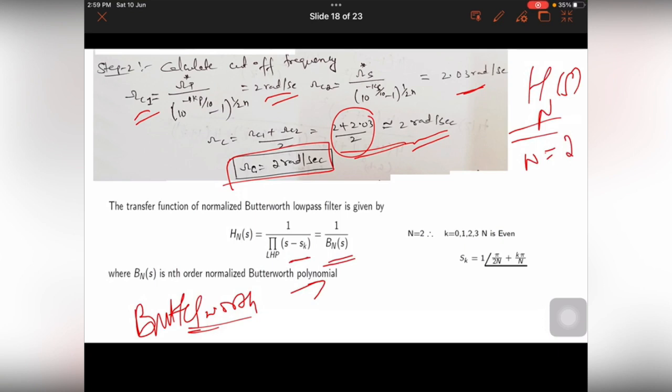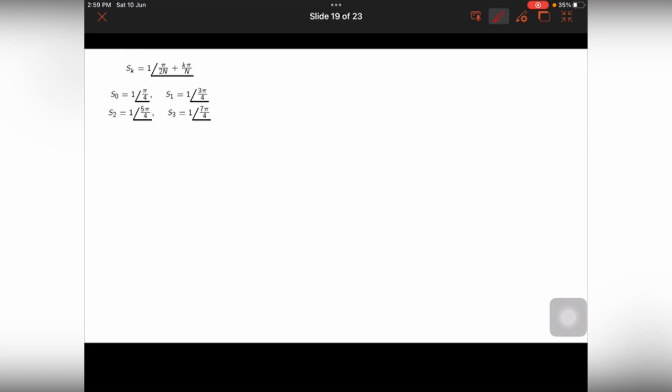Here N is equal to 2, how to calculate the poles sk? sk is equal to 1 at an angle of pi by 2N plus pi k by N. We will get k equal to 0, 1 up to 2N minus 1. N is 2, so 4 minus 1 is 3, so k is equal to 0 to 3, you will get 4 poles. Out of 4 poles, 2 poles are located in the left half of the S plane, and the remaining 2 poles are located in the right half of the S plane. Now put k equal to 0, 1, 2, 3, you will get the values of the poles. s0 is 1 at an angle of pi by 4, that is 45 degrees.